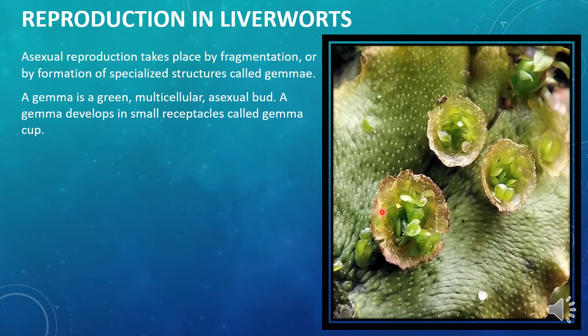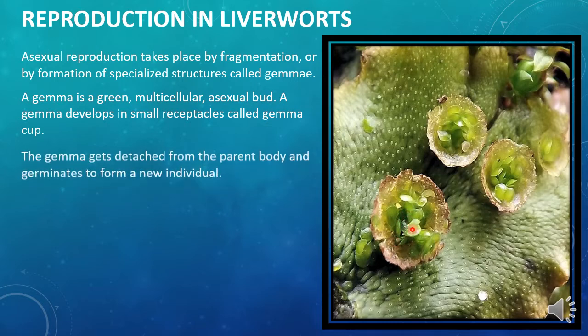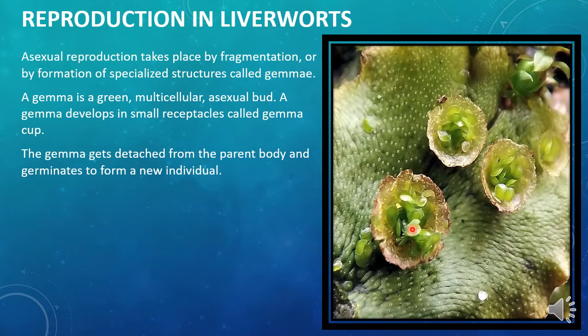A gemma develops in small receptacles called gemma cup. So this is gemma and this is gemma cup. See, the cup-like structure which holds the gemma is called the gemma cup. The gemma gets detached from the parent body and germinates to form a new individual. So the gemma on maturation gets detached from the parent body and develops into a new offspring.